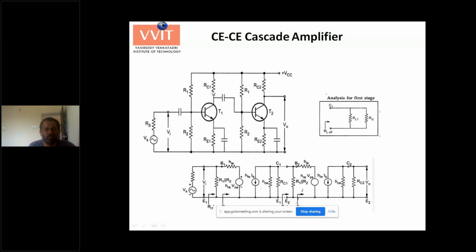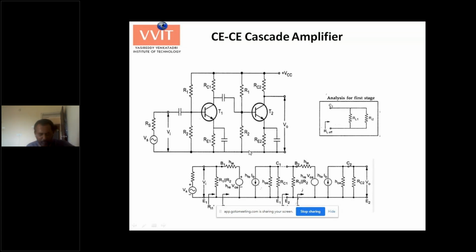So what is the effective load for stage 1? 10 kilo ohm parallel to 1 kilo ohm, definitely it will be less than 1 kilo ohm. As long as this effective load is less than 4 kilo ohms, I can go for approximate analysis. In this case, 3 kilo ohm is enough. I can go for approximate analysis for both stages.